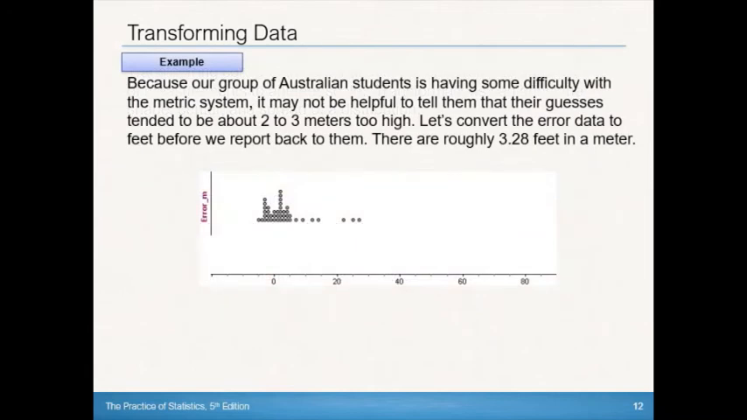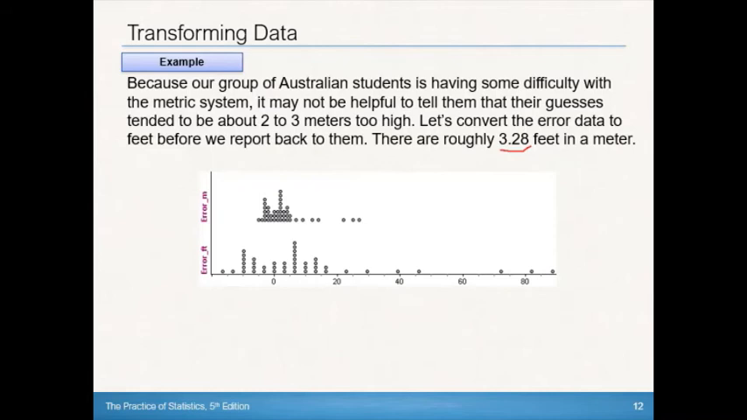All right, so now let's say I said your error was 2 meters. Well, some people don't really have a good sense for what 2 meters is. So let's take our data and convert it to feet. We know that there are about 3.28 feet in 1 meter. So if I convert by taking each error value and multiplying each one by 3.28, I would get this.